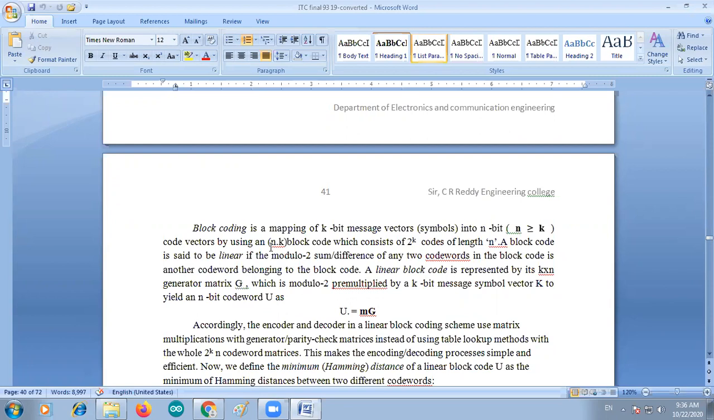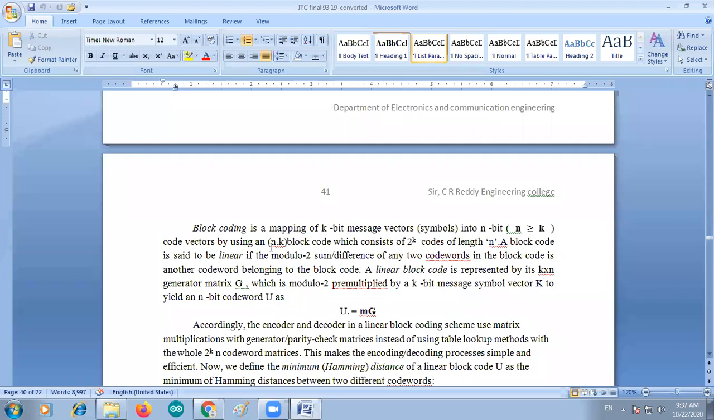Meant for transmitting through a channel. So you can represent a linear block code by n comma k. n represents the code word, k represents the message word. Now n is greater than k; the n greater than k principle is involved.